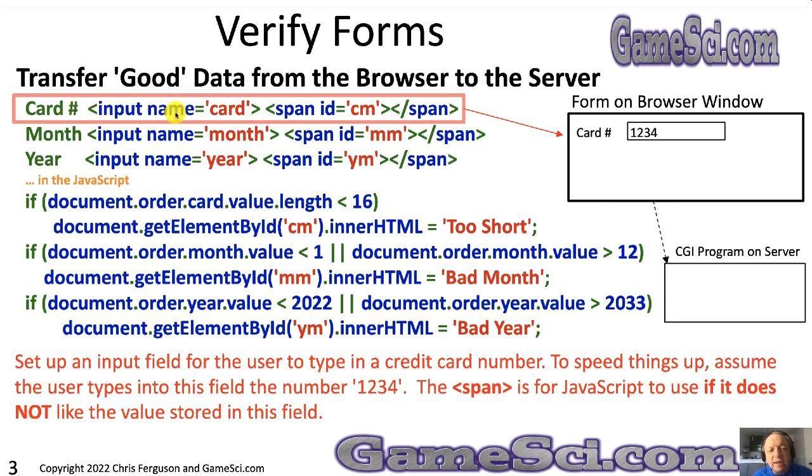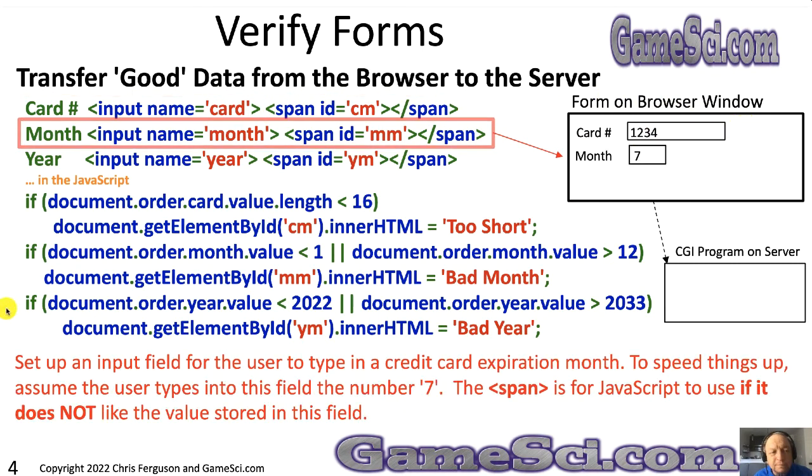Card number: input name equals card, span ID equals CM. Set up an input field for the user to type in a credit card number. To speed things up, assume it's the user that types into this field the number 123. The span is for JavaScript to use if it does not like the value stored in this field. Again, it's the user that typed this bad credit card number into this field. Note also that this span is right next to the input field.